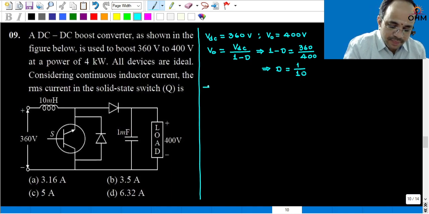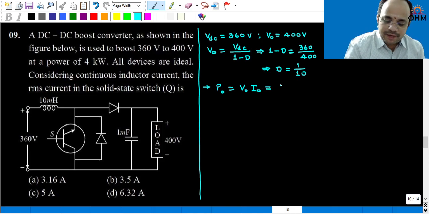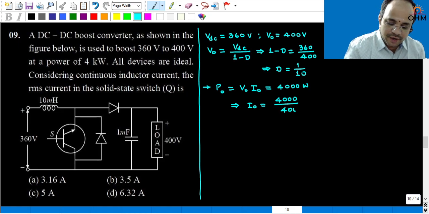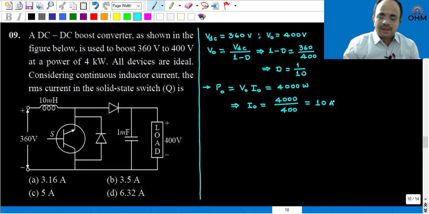Next, another data point given is output power. How can you express output power? V0 multiplied with I0, that is equal to 4 kilowatt or 4000 watt. Therefore you will get I0 is equal to 4000 divided by V0, where V0 is 400. So this simplification will give you 10 ampere.